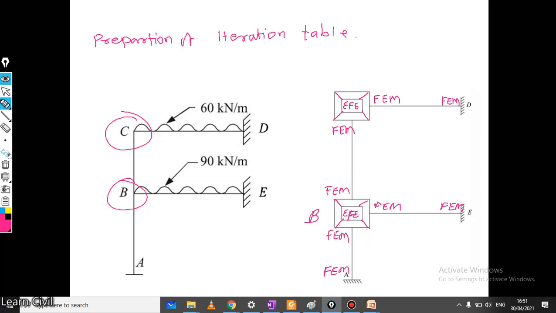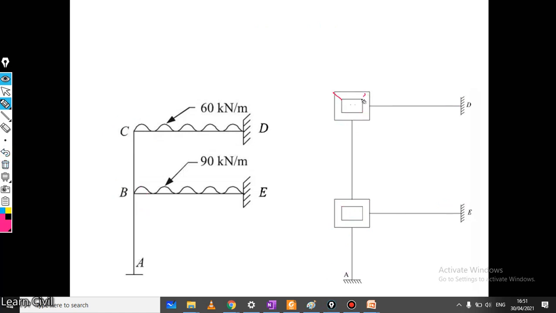Then next, we will write down the rotation factors. Here C is there and here we have B. For CD, here we'll be writing down the rotation factor for CD. Here we'll write the rotation factor for CB, here for BC, here for BE, and here the rotation factor for BA, like this.